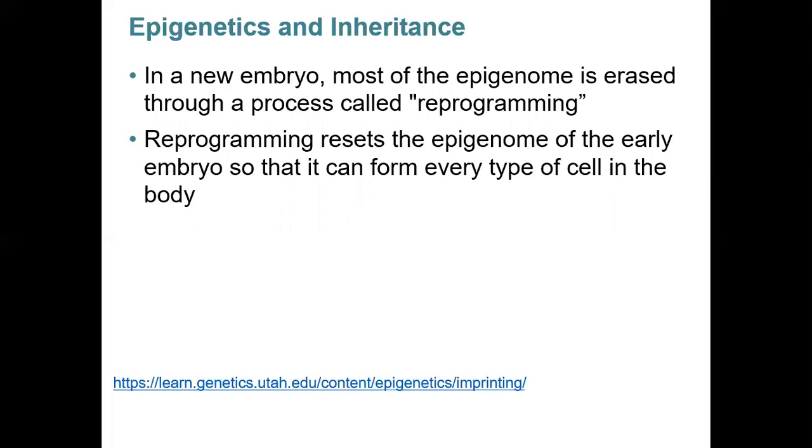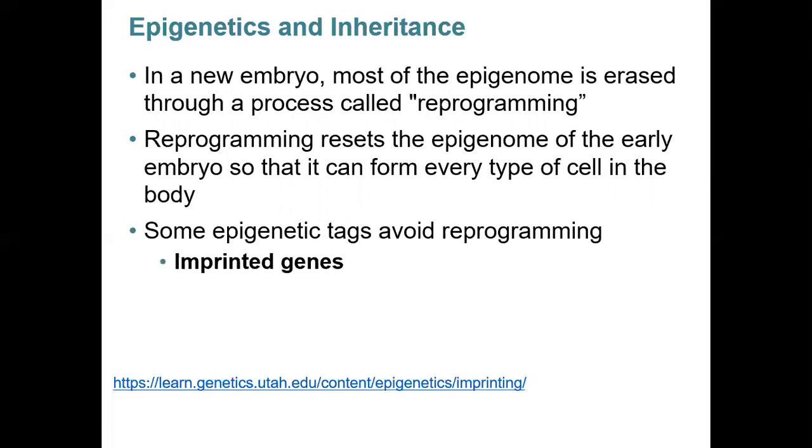In order to pass to the next generation, epigenetic tags must avoid being erased during this reprogramming process, and some of them do. For a very small number of genes, epigenetic tags make it through this process and pass completely unchanged from parent to offspring. That's called imprinting. In mammals, about 1% of genes escape epigenetic reprogramming and become imprinted genes. And whatever tags become imprinted, those are preserved in your children.